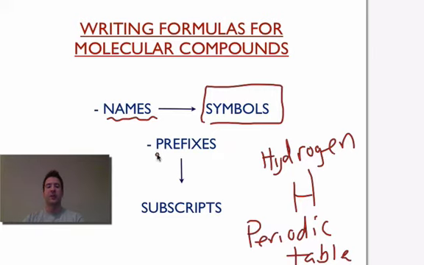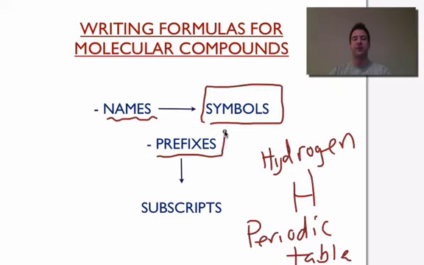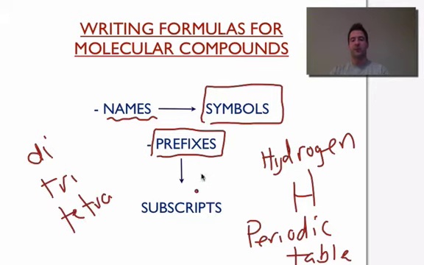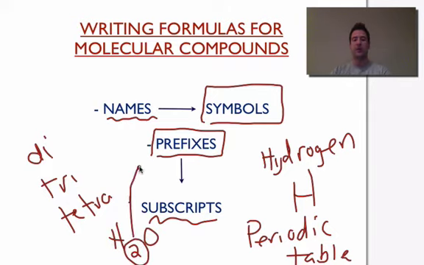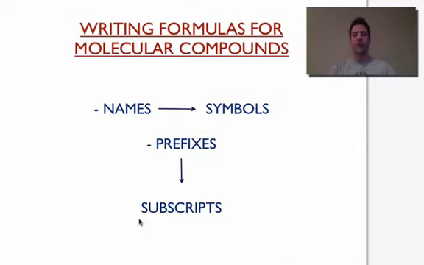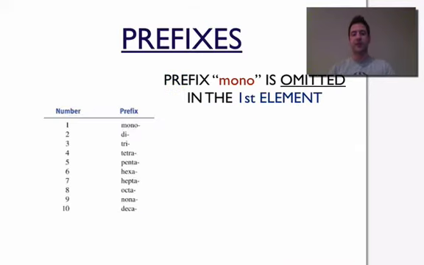Then we need to identify what the prefixes are before the element names. Remember, those prefixes were things like di, tri, tetra, and I'll talk about them in the next slide. Those prefixes are actually going to be translated into what we call subscripts. So if I was to write H2O, my subscript's down here. Where does that come from? That comes from the prefix di. That's what we're going to do to help you understand this topic.